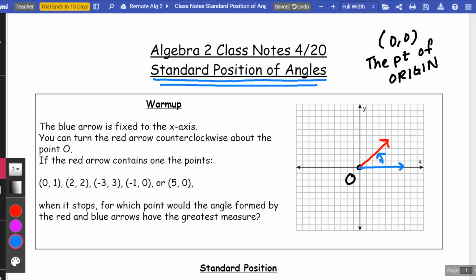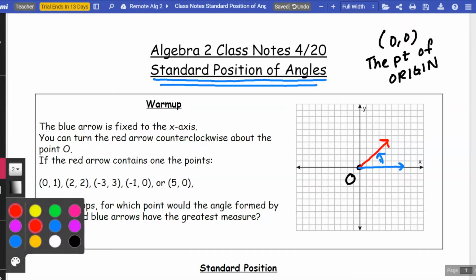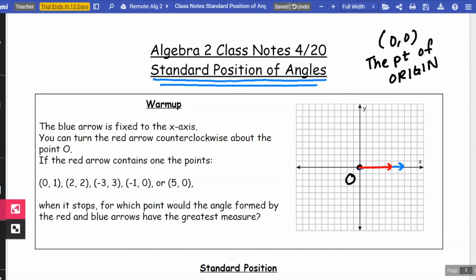There we go. We've created an angle by rotating that red line counterclockwise. So what you're going to do is rotate that red line around the point of origin so that the red arrow goes through these points. Then tell me at which point you think there would be the greatest angle formed by those red and blue arrows.